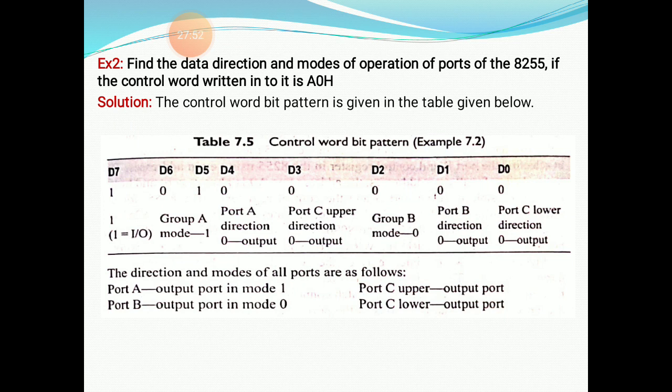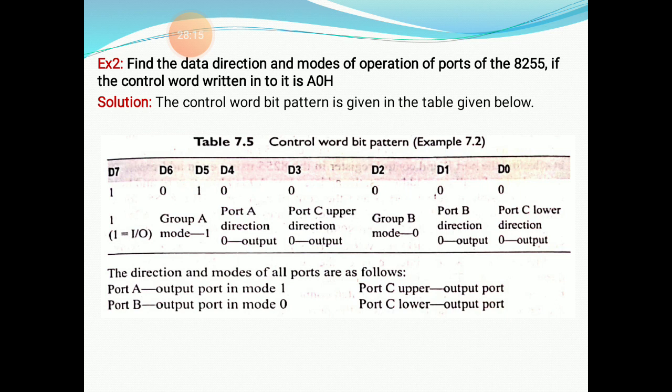The D4 bit is 0, which indicates that the port A direction is output port. The D3 bit is 0, so port C upper direction is output port. The D2 bit is 0, which belongs to group B, operated in mode 0. The D1 bit is 0, so the port B direction is output port. D0 is equal to 0, so port C lower direction is output port.